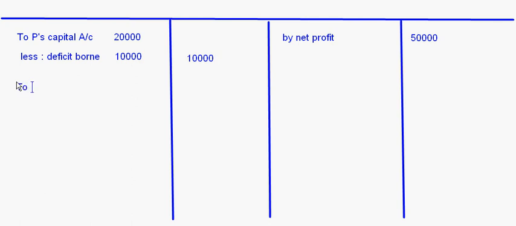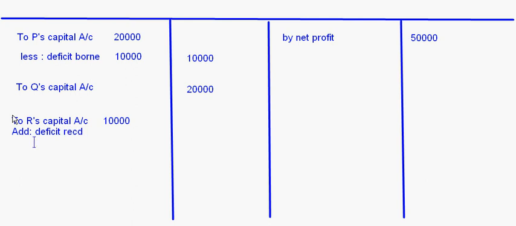To Q's capital account, now Q is not going to give anything, so that will be 20,000 only. He is not going to bear any deficit, so whatever profit is coming as per his share, that will be as it is, right? And to R's capital account, R was actually getting 10,000. Now here I will write add deficit received from P. Only P is giving, that is 10,000, and this becomes 20,000, right?